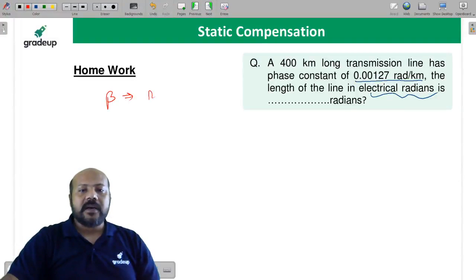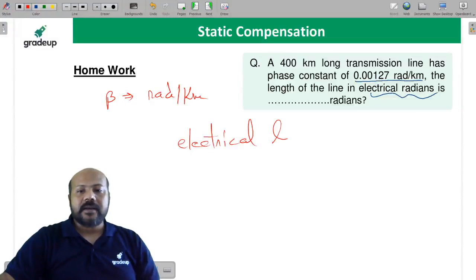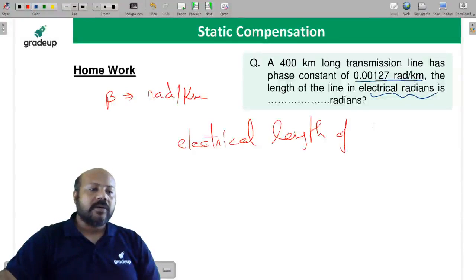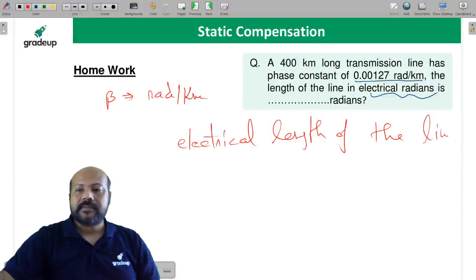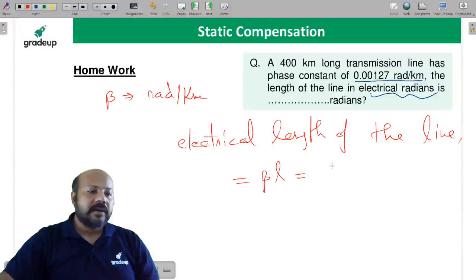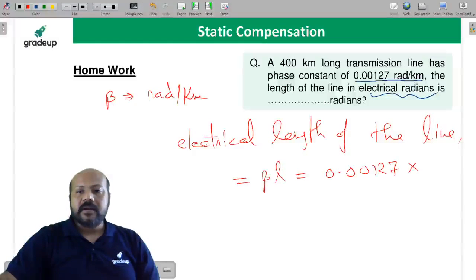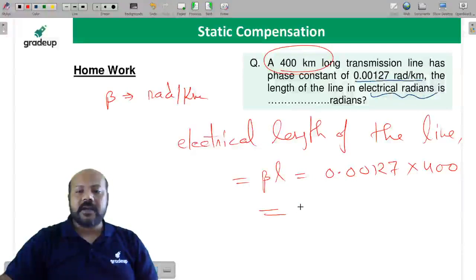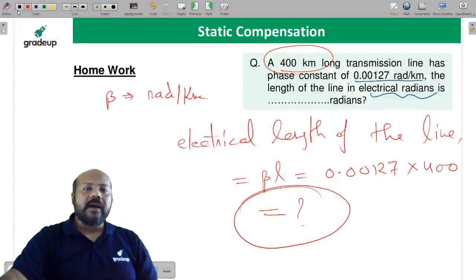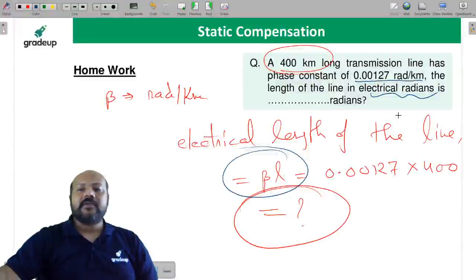Beta is defined as radian per kilometer. So the electrical length of the line is given as beta into L. What is beta? Yes, Brahma Teja, please wait. Beta is given as 0.00127 and the length of the line is 400 kilometer. Just multiply this and you will get your answer. Beta L is defined as the electrical length of the line in radian.